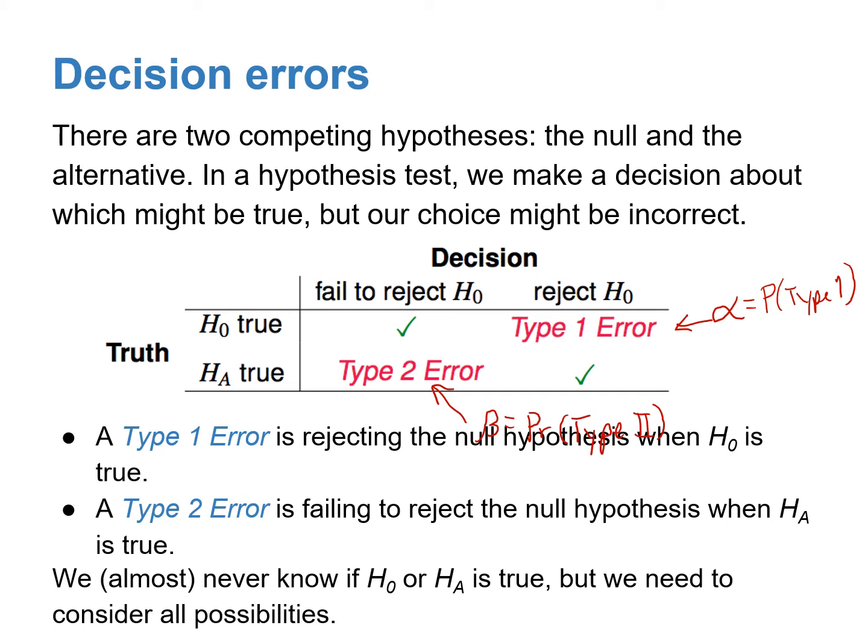And generally, because we only have data from the sample, we won't know what's true in the population. So we will never know if the null hypothesis or the alternative is true. And because of that, we'll never know if we're making a type 1 or type 2 error.